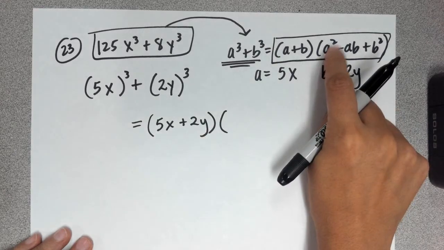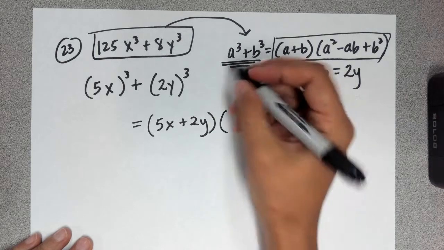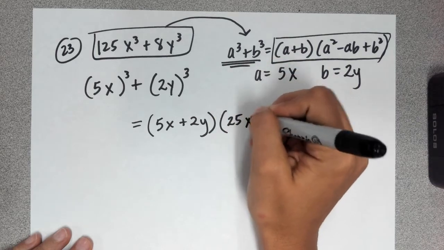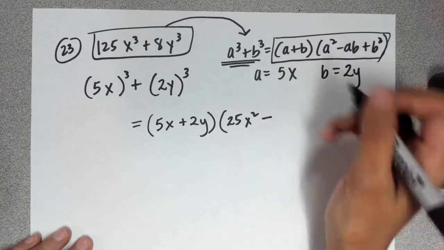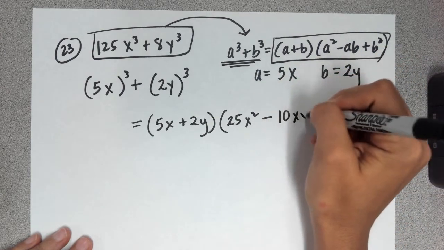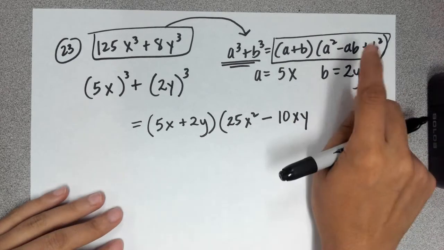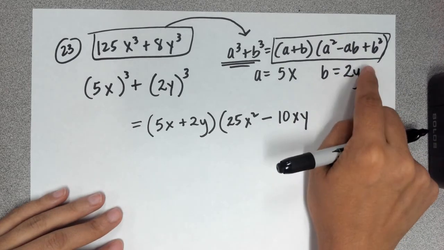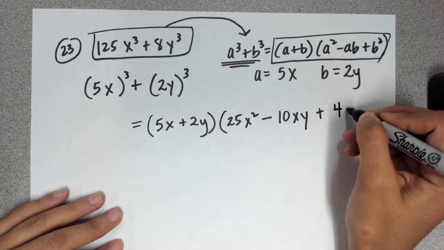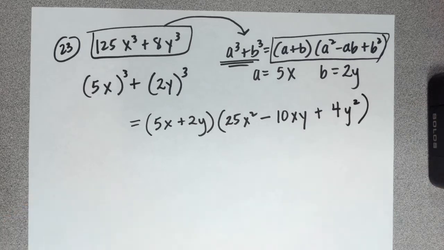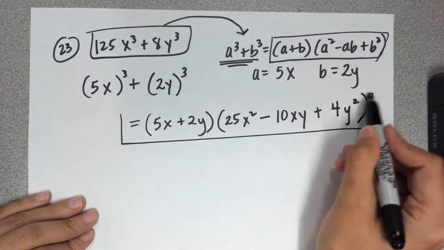And then it says take a squared. Well, what is 5x squared? 5 squared is 25, and then you get x squared. And then it says minus multiply a times b, so that will be 10xy. And then b squared will be 2y squared. So what is 2 squared? It's 4, so then you get 4y squared. So that is your final answer.